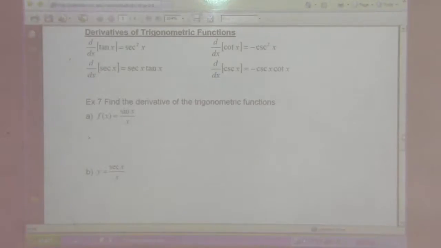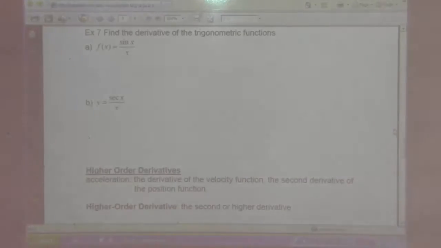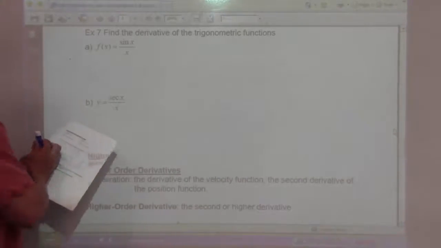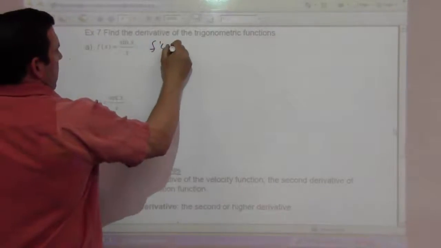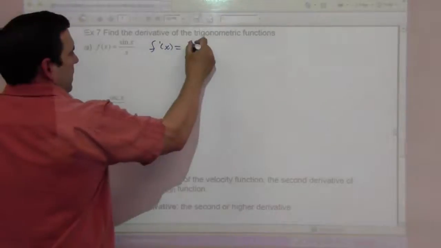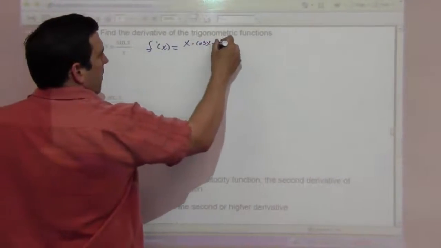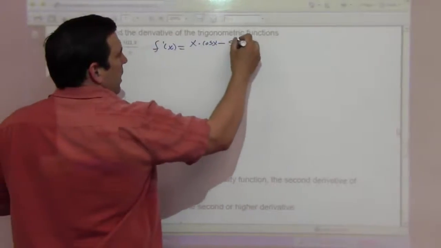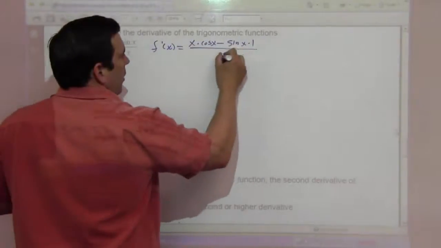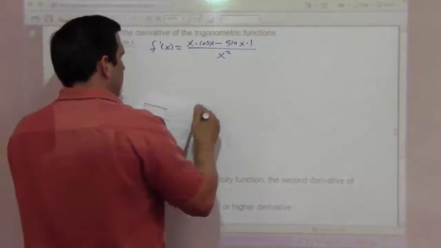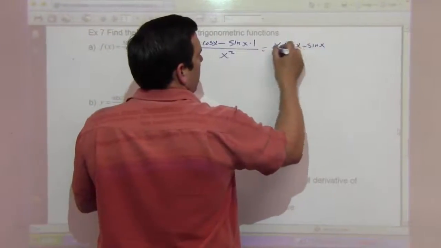So example 7 says, find the derivative of the trigonometric functions. f of x equals sine of x over x. We're going to use the quotient rule here. So looking at low, which is x, d high. Derivative of sine is going to be cosine of x minus high, which is sine of x, d low, derivative of x is 1, all over x squared. This is x cosine of x minus sine of x, all over x squared.